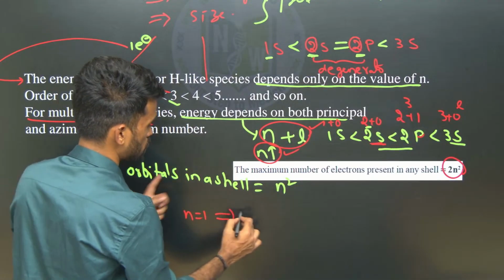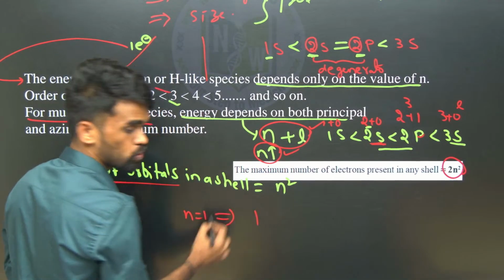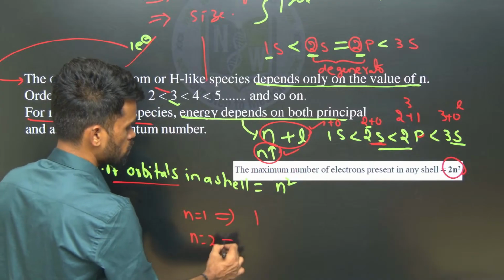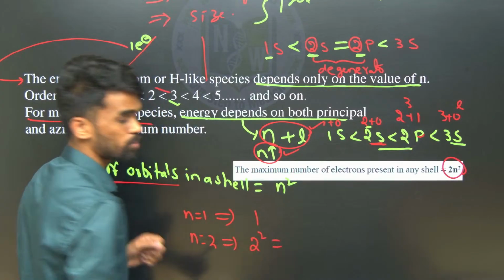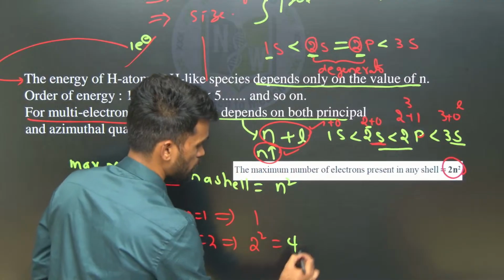So the number of orbitals in that will be 1 only. For n equals 2, it is 2 squared. So 2 squared means how many orbitals? We have 4 orbitals. What are those?